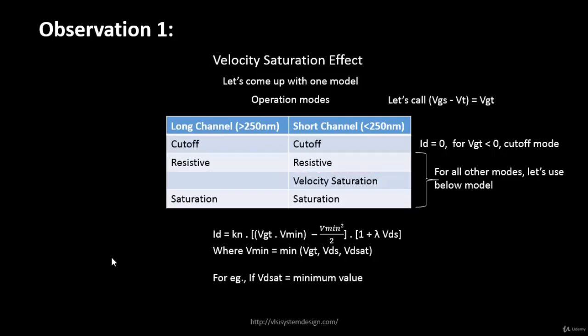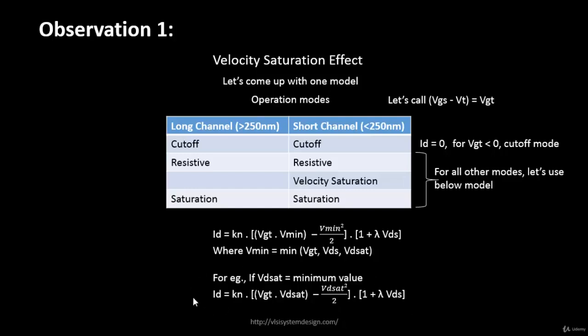We are left with the last one, which is when VDsat is the minimum value. In this case, VDsat is applicable only for short channel devices, which is less than 250 nanometer and so on. So there is nothing called a saturation or velocity saturation region for long channel. VDsat, by the name itself, tells us that it will enter into a velocity saturation mode. But let's try to get the equation for it. It will be VDsat into VGT, or VGS minus VT, minus VDsat square by 2, times 1 plus lambda VDS.